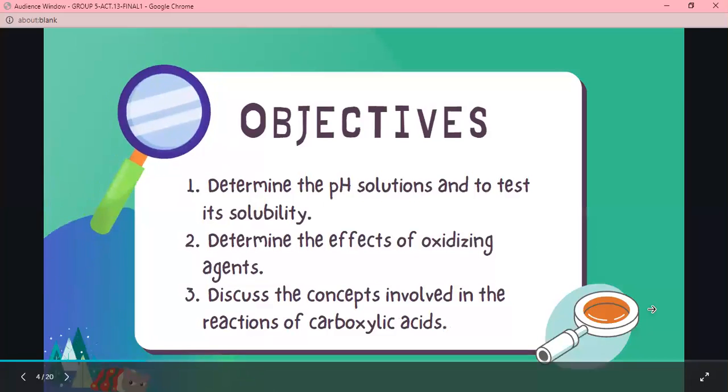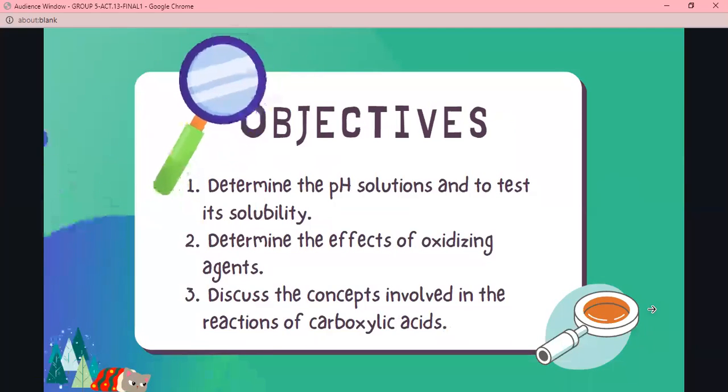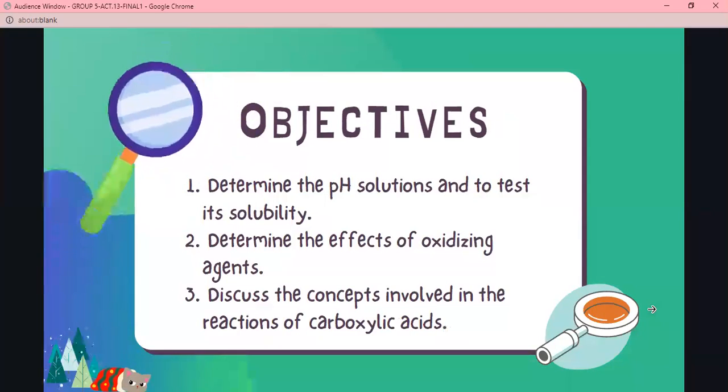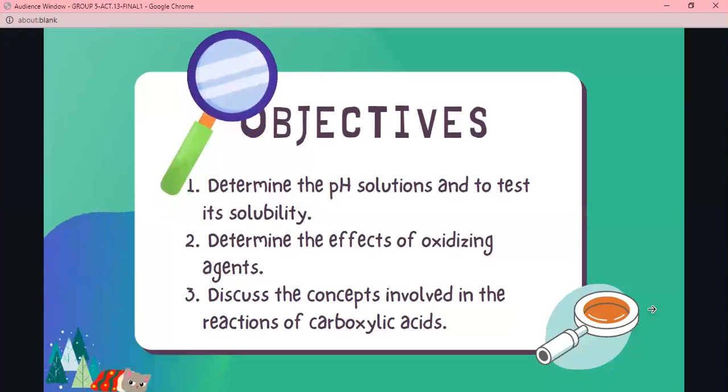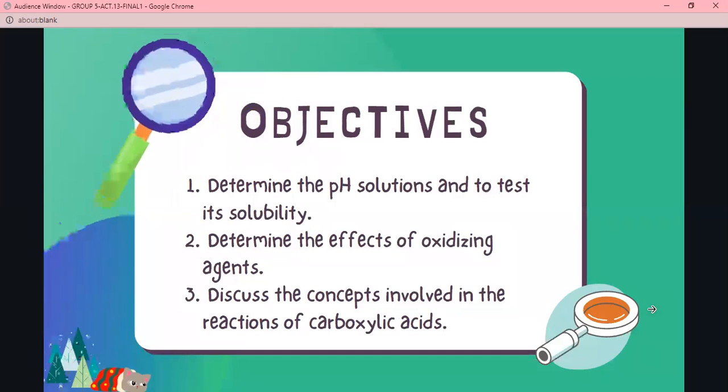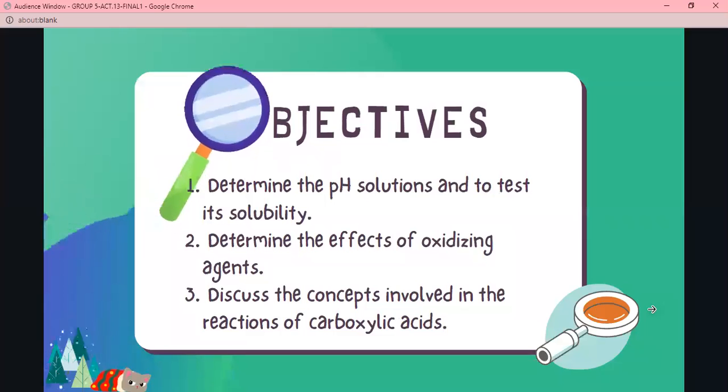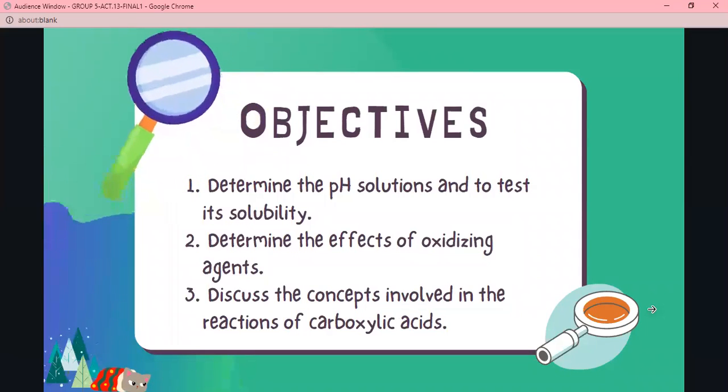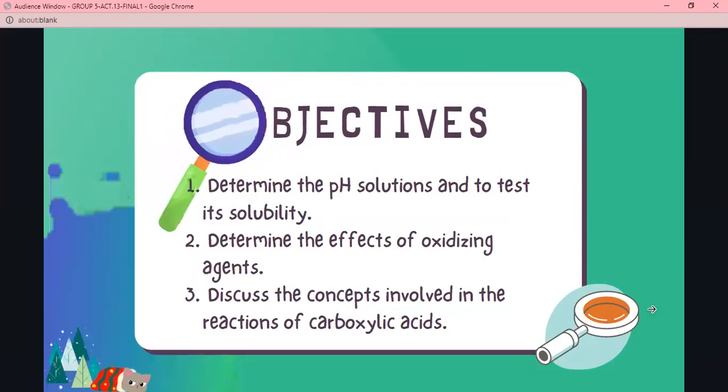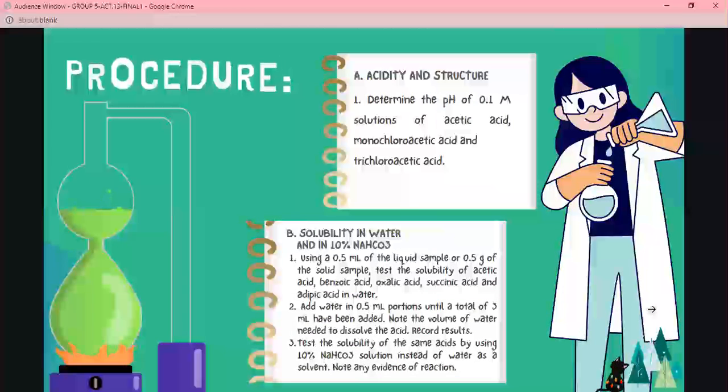For the objectives, first is to determine the pH of solutions and to test their solubility. Second is to determine the effects of oxidizing agents. And third, discuss the concepts involved in the reactions of carboxylic acids. For the procedure, in acidity and structure, determine the pH of 0.1 M solutions of acetic acid, monochloroacetic acid, and trichloroacetic acid.